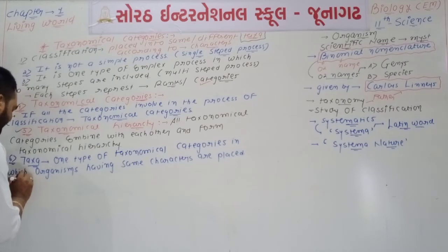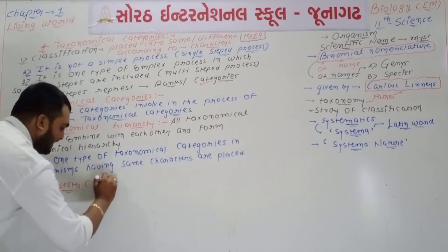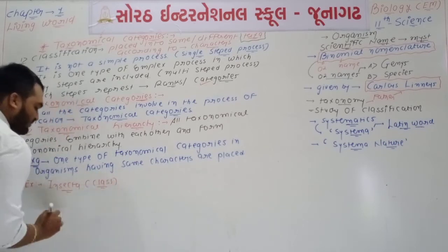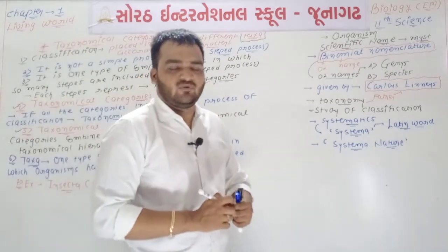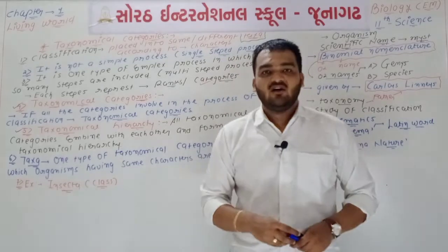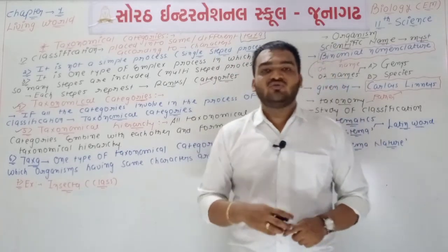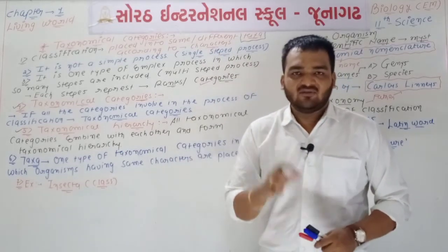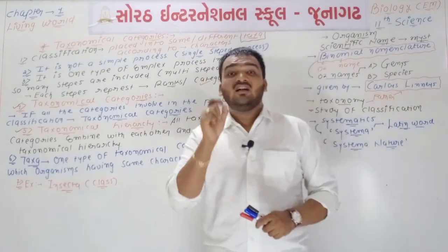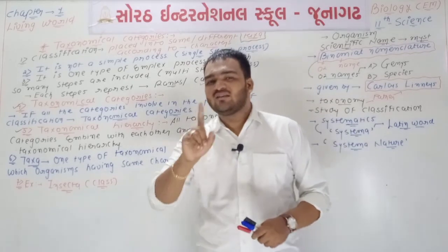Okay, we are going to understand this taxa. Example, point number 7. If we talk about one taxa, we are talking about the class Insecta. Insecta is one type of class. You know some phyla are there, you already learned in standard 9 or 10: Protozoa, Porifera, Coelenterata, Platyhelminthes, Aschelminthes, Annelida, Arthropoda, Mollusca, Echinodermata, Hemichordata, and Chordata. And Arthropoda is the largest phylum of this world. Arthropoda is one type of phylum.